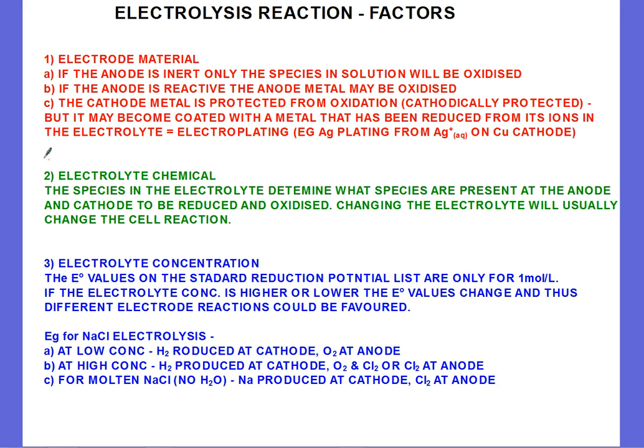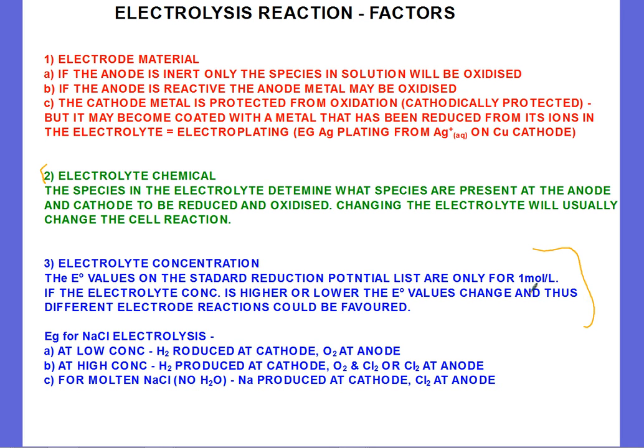Electrolyte chemicals are the next thing that can affect what reaction takes place because the species in the electrolyte can be oxidized and reduced, and they determine what reactions happen at the anode and cathode. Electrolyte concentration can also have an effect on what reactions take place, and that's because the E0 values on the standard reduction potential list are only for 1 mole per litre. And if you change electrolyte concentration, that means you might change those E0 values, and that can change which reactions have the most positive reduction potentials.